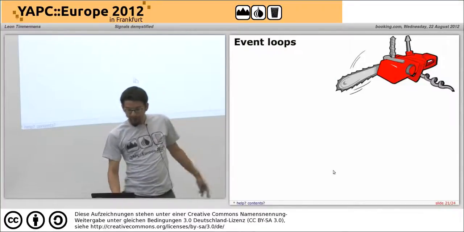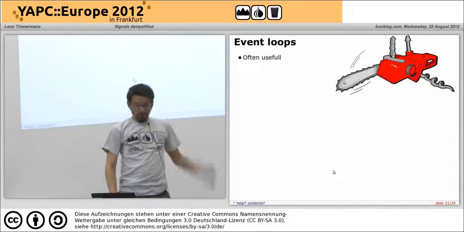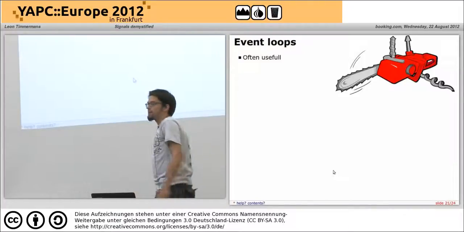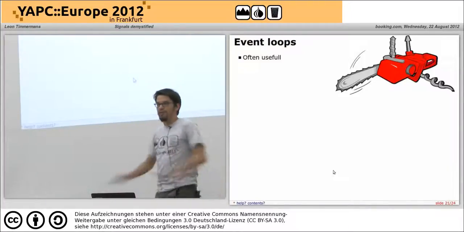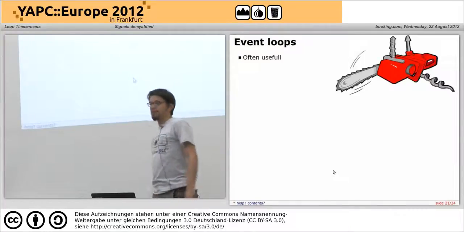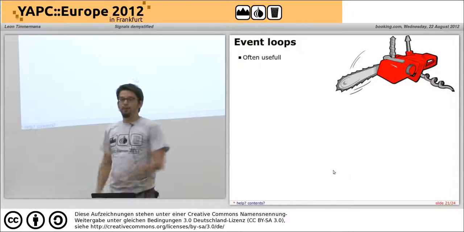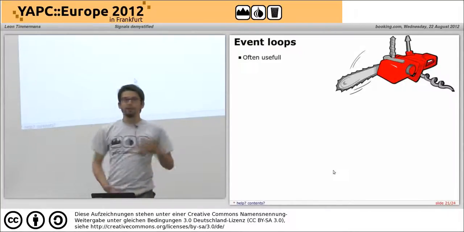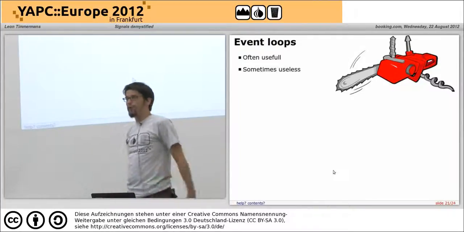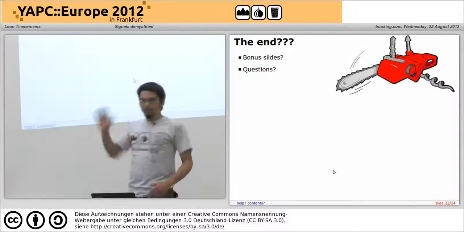Event loops. Yes, I have to mention those too, even though I'm mostly focusing on low-level stuff. Event loops are very useful for any signal that's not that urgent. They take away some of the craziness. But you can't always guarantee, you know, this has to be handled and this has to be handled now. So if you're in a hurry, you kind of should use the real thing. Otherwise, they tend to make life easier.